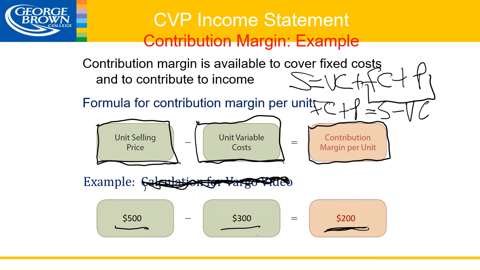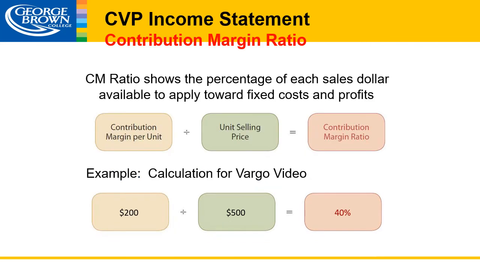While this example is the contribution margin per unit, we can also have total contribution margin, which is very simply your total sales minus your total variable costs. Here's where we introduce the contribution margin ratio, or the contribution rate. Two names for the same thing. I prefer to call it contribution rate because it's shorter and easier to say.